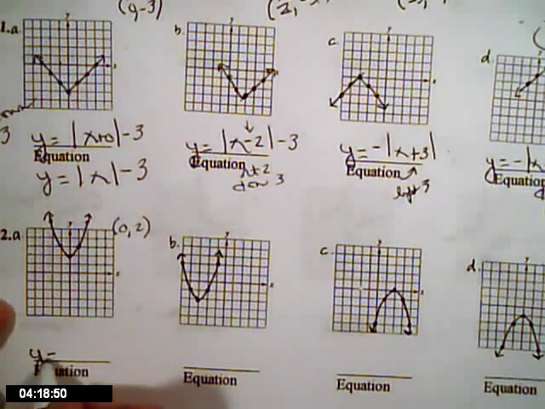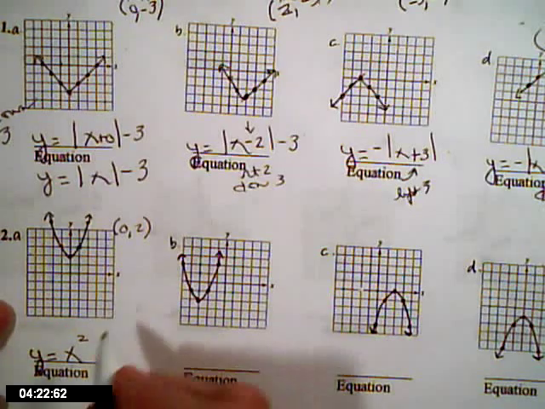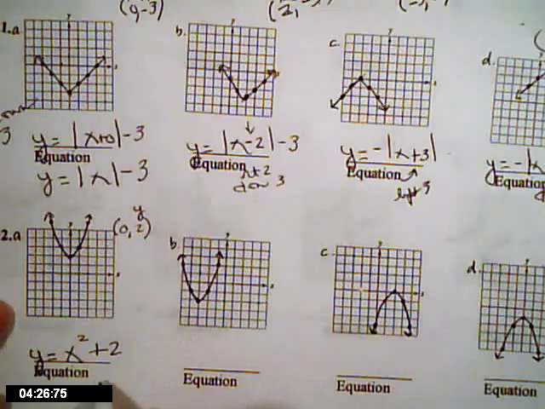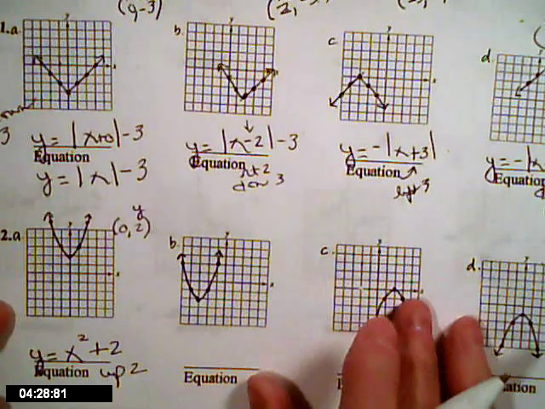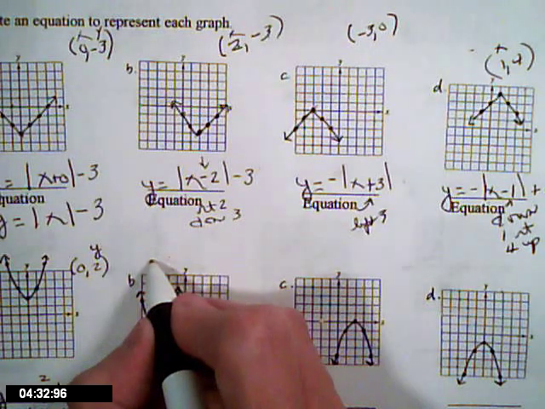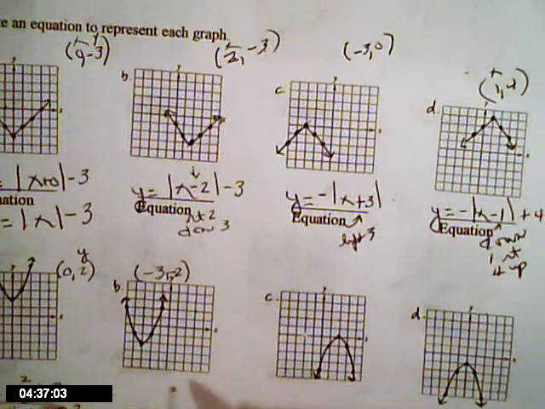So this will be y equals x squared. Now there's no number added to x. That's 0. The y number will be a plus 2 on the end. This graph has shifted up 2 units. The vertex on 2v is negative 3, negative 2.